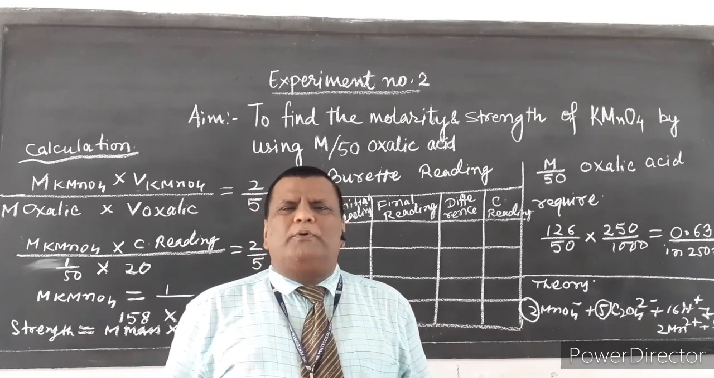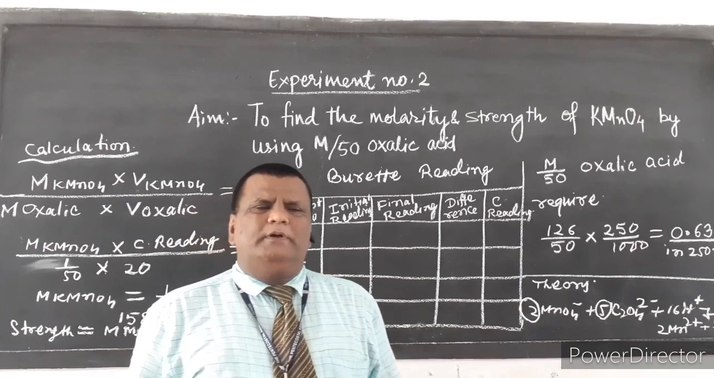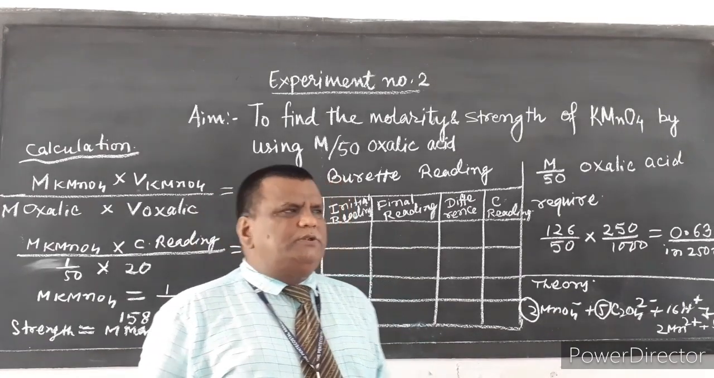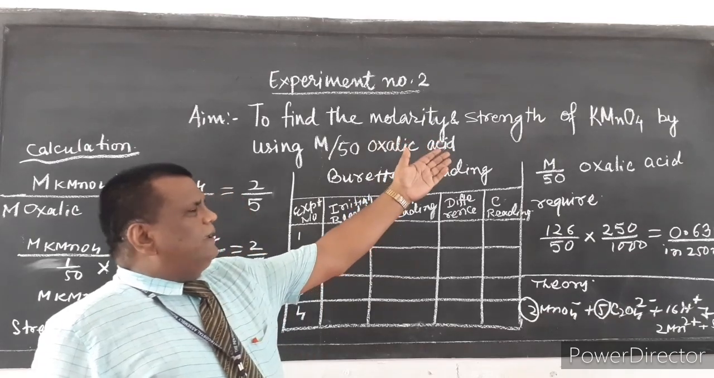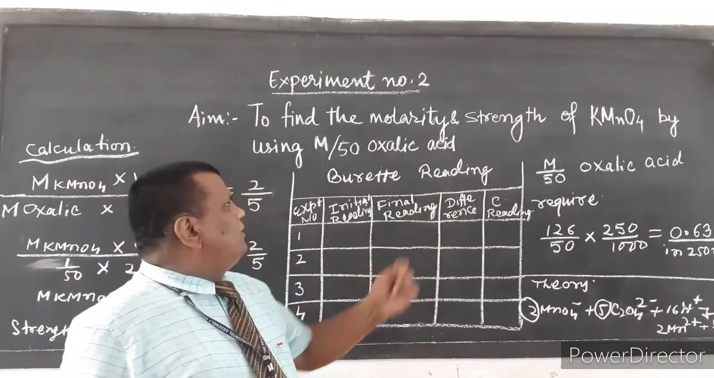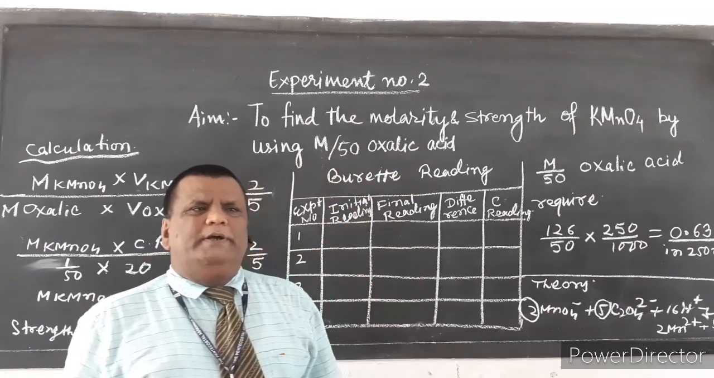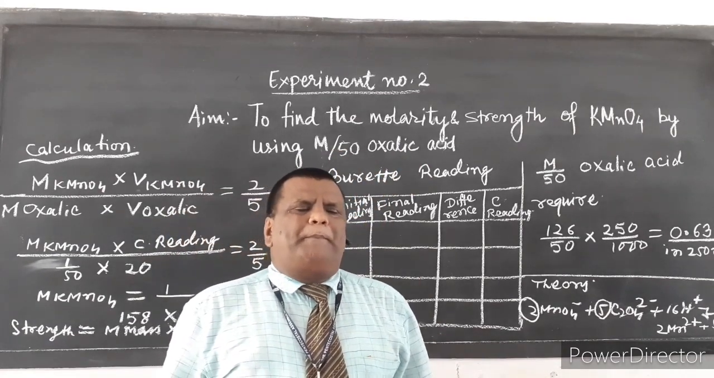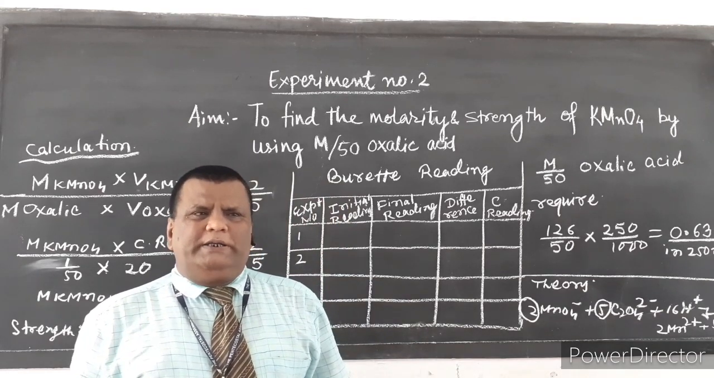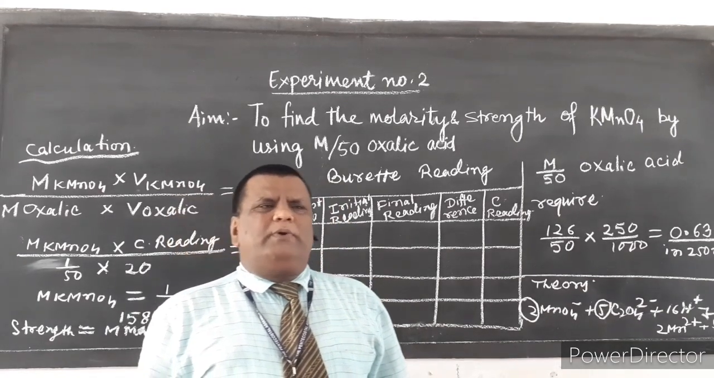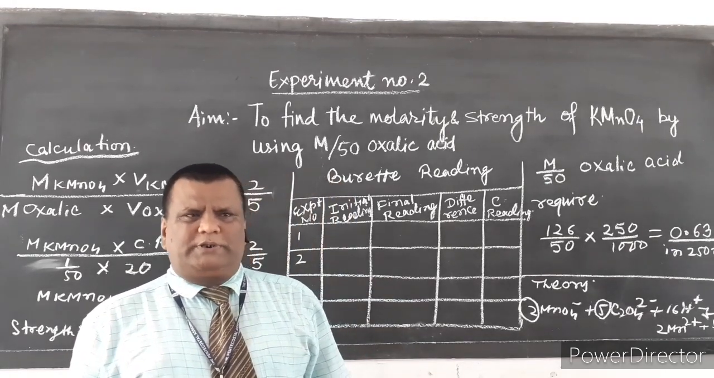I am going to perform the second experiment of your titration. The name of the experiment is to find the molarity of KMnO4 by using M/50 oxalic acid. In the last practical class we have done M/20 oxalic acid. And today we are going to use M/50 oxalic acid solution.